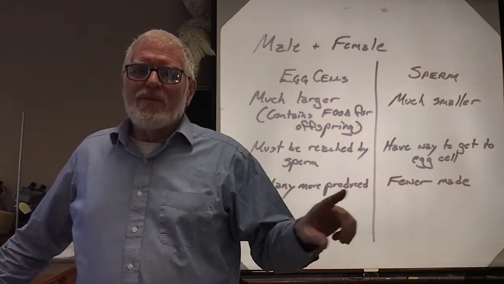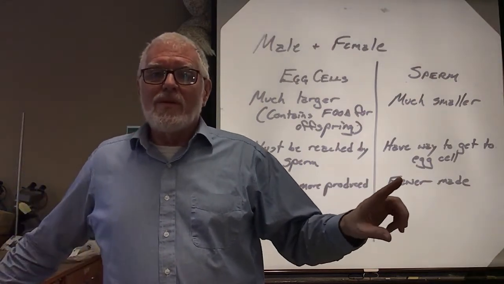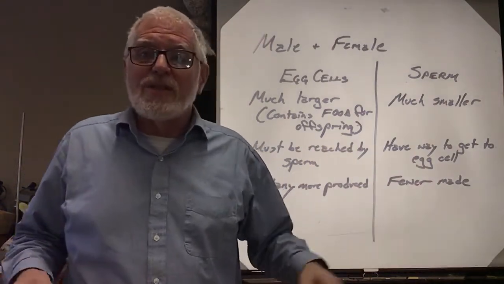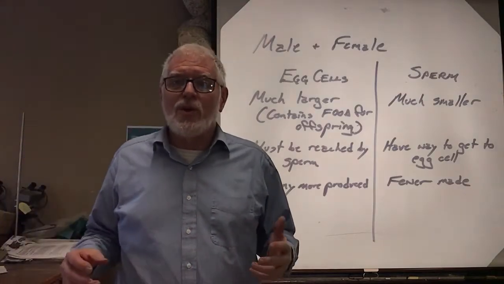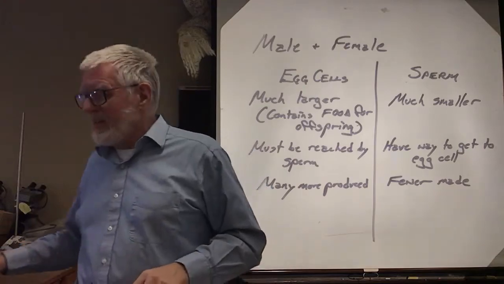It's not as many against way more. In some situations, hundreds of thousands of egg cells are made. If that's true, millions of sperm are made. It's always a comparative number within a species.